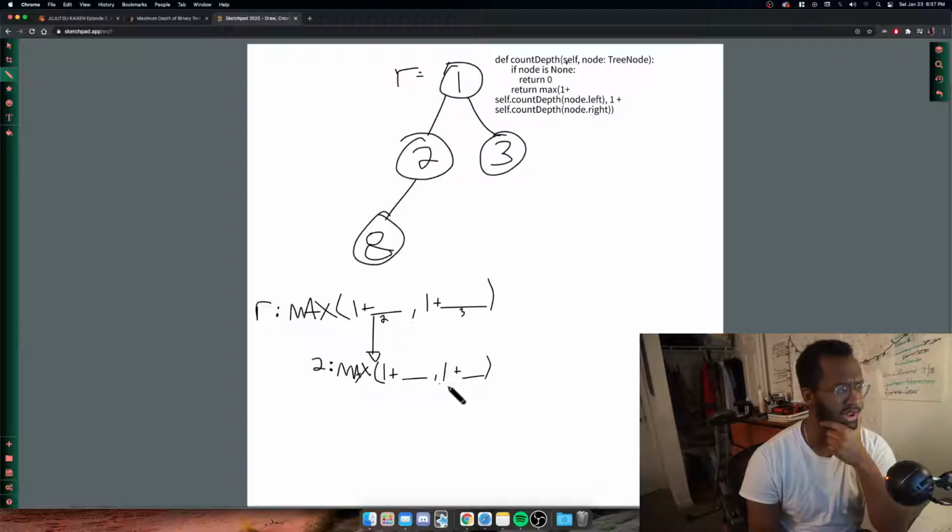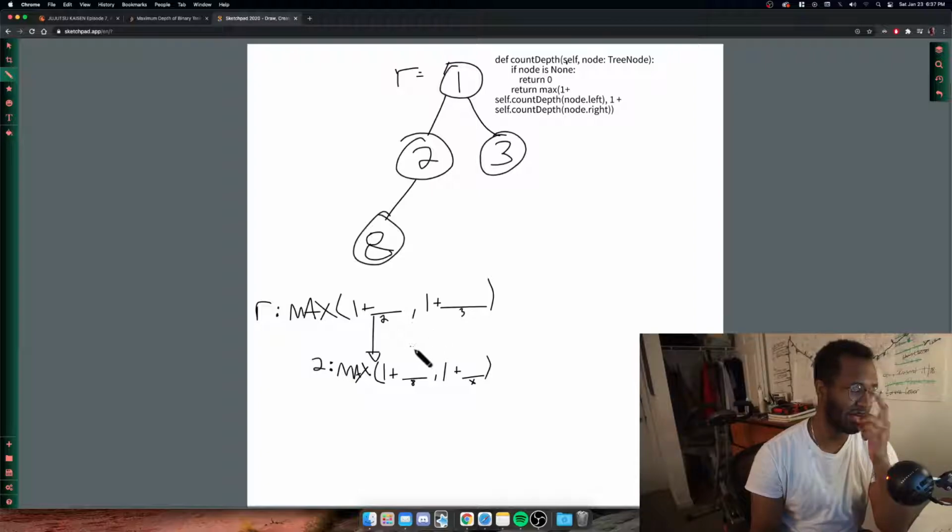And so what are the left and right nodes of 2? Well, the left node of 2 is 8, and we'll write that under here just to make this more intuitive. And 2 has no right node, right? So we're just going to write X here for null or none. So we're going to have to keep going in a recursive fashion, left to right.